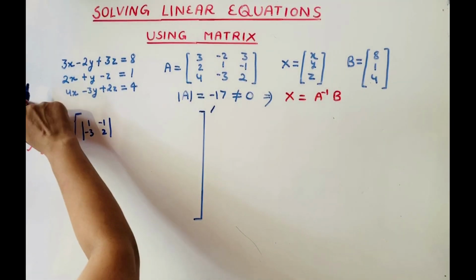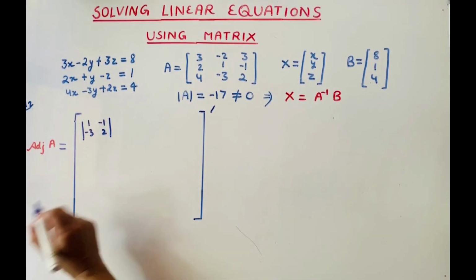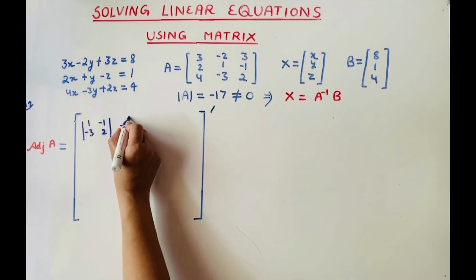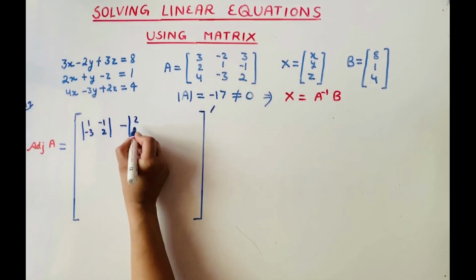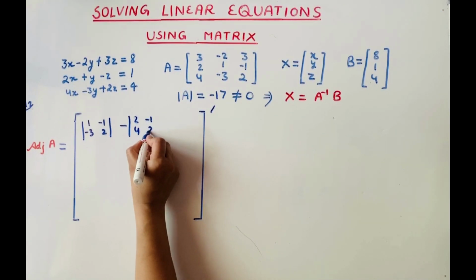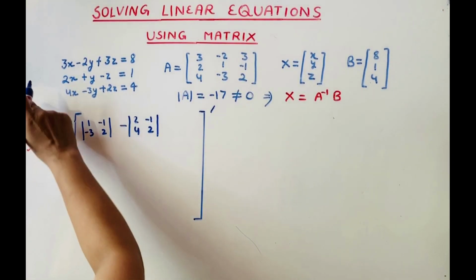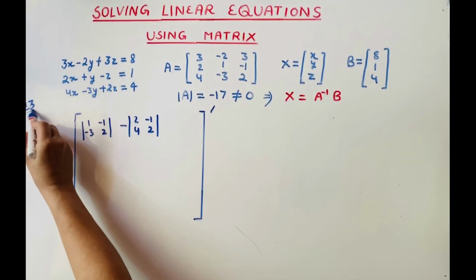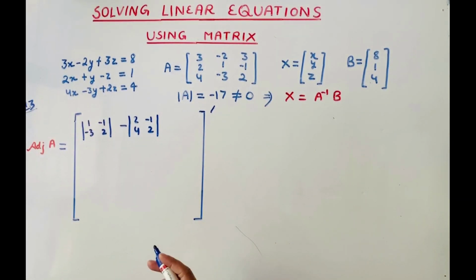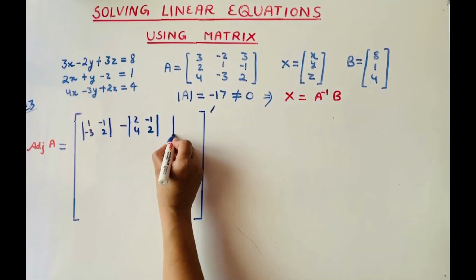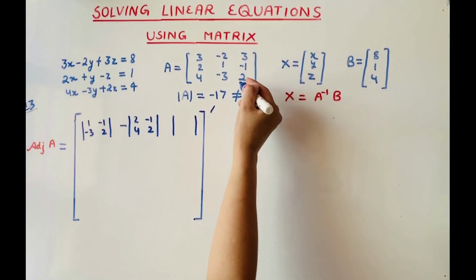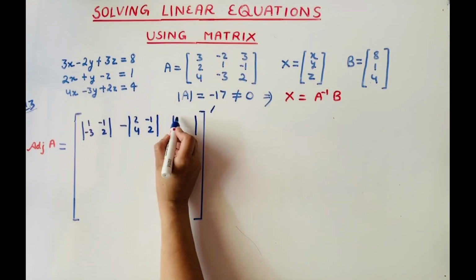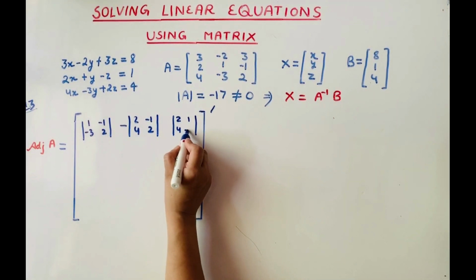Okay, so for C12, 1 plus 2 is 3, odd, so it will be negative. Remove the first row and second column. So what elements do you have here? 2, 4, minus 1 and 2. Okay, now you will find out C13. The sum of these two, 1 plus 3 is 4, that is even, so the third one will come positive. First row and third column you will remove, so you will get 2, 1, 4, minus 3.